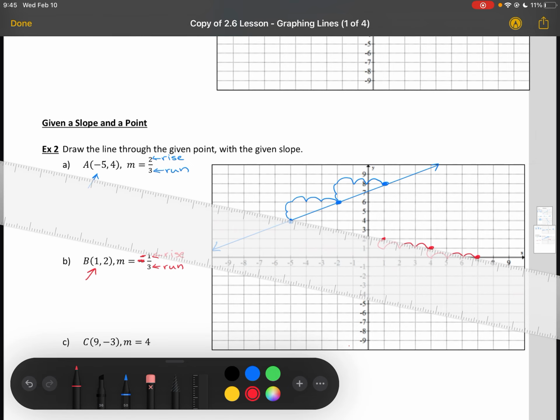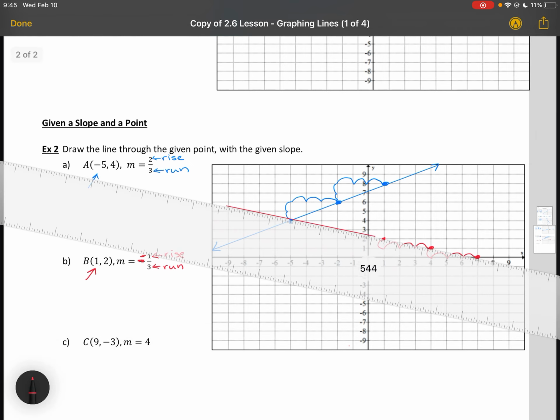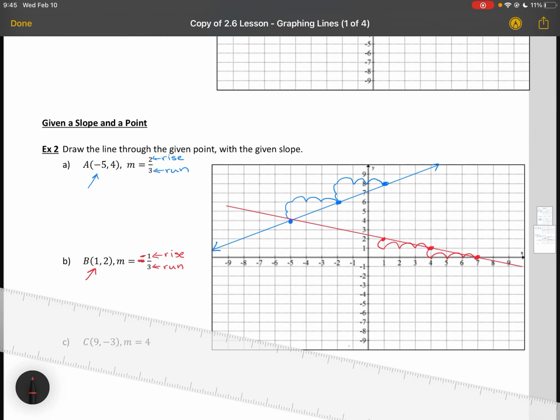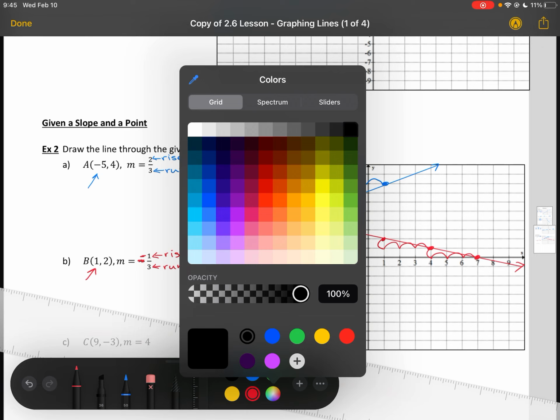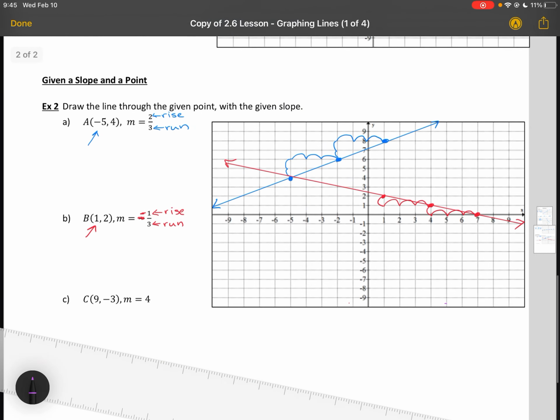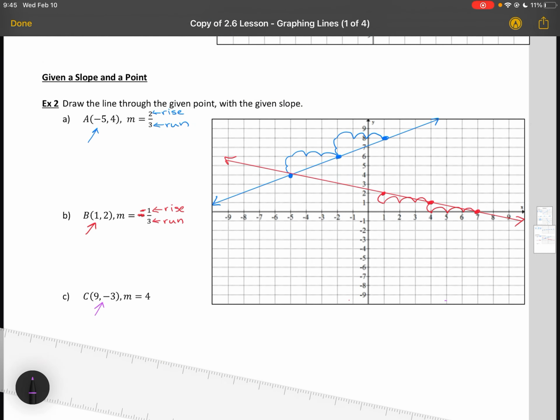So a little bit of a shallower slope this time. Again, right across my graph. And I'm going to put the arrows on the end. My last one. Okay. Here, my starting point is 9, minus 3. So I will plot that on here.